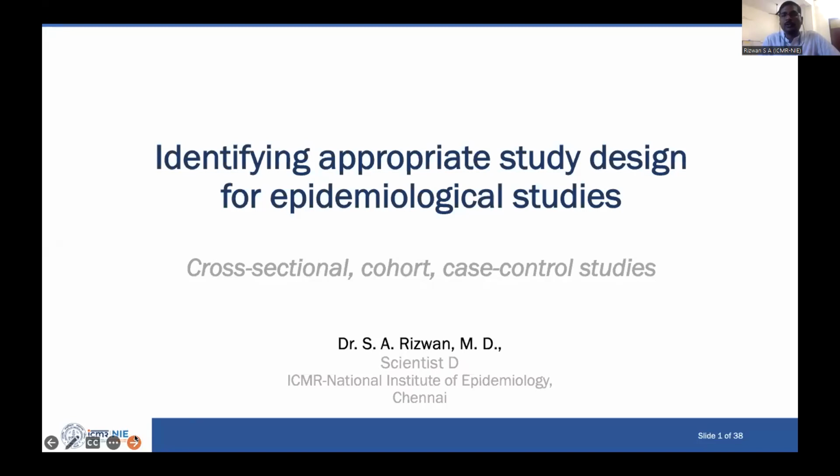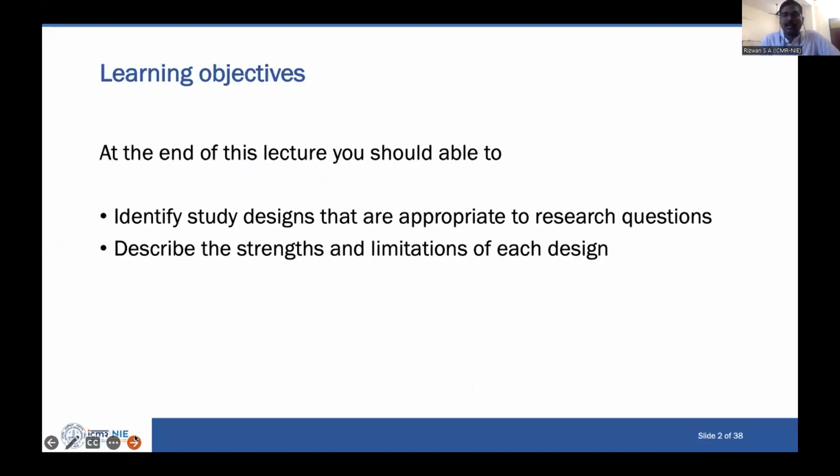So the learning objectives for this particular session will be, at the end of this lecture, you should be able to identify study designs that are appropriate to the research questions that you have already designed or you already have in mind, and describe the strengths and limitations of each study design and understand which study design is suitable for a given situation. And if you choose a particular study design, what are the advantages and the limitations of that study design? So these are the 2 broad learning objectives for this session.